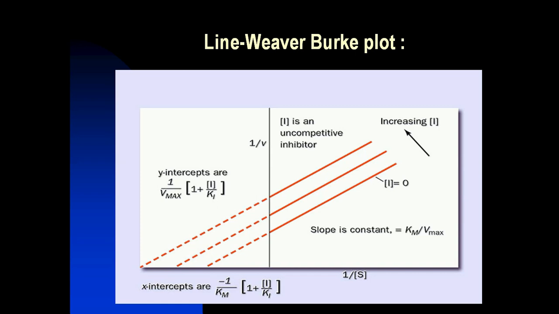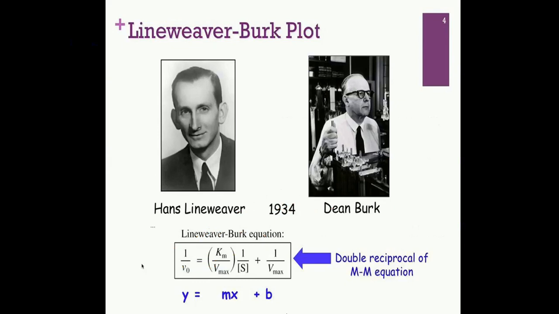This plot is called a Lineweaver-Burk plot, also known as a double reciprocal plot. The Lineweaver-Burk plot is represented by an equation to determine the actual amount of maximum velocity and Km: 1 by V naught is equal to Km over Vmax, times 1 by concentration of substrate, plus 1 by Vmax.